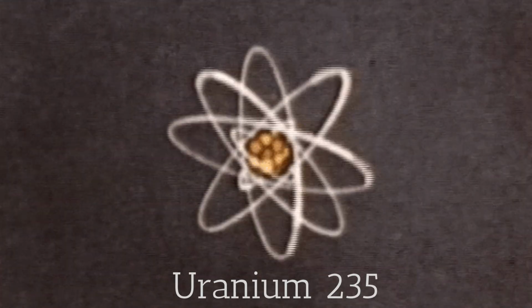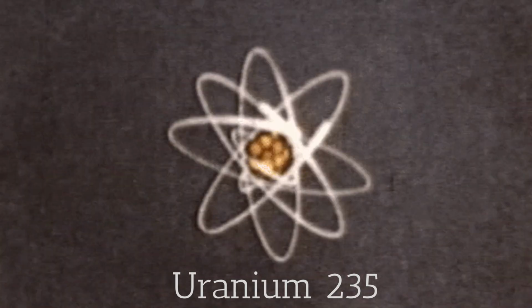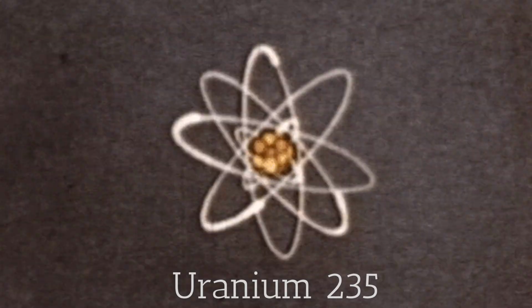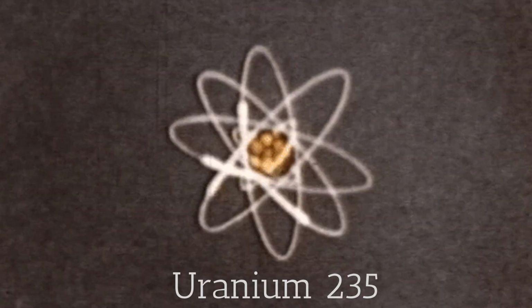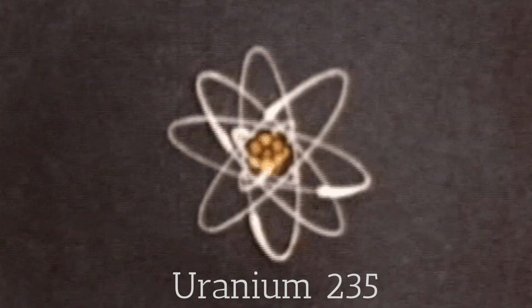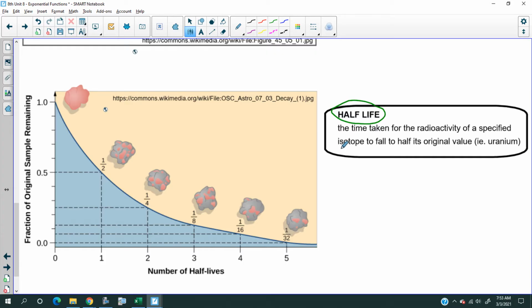The one that you need to use in order to create the atomic bomb, right? There's something called half-life. I don't know if any of you know of this concept. I actually have a definition for you here: the time taken for the radioactivity of a specified isotope to fall to half of its original value.